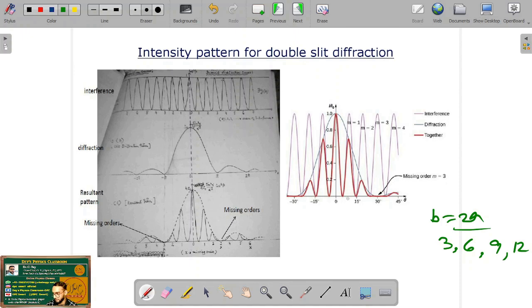Similarly, you can notice from this resultant intensity distribution that the third order of the interference maxima is missing in the resultant distribution. So this order is missing. Similarly here also the third order is missing. Similarly there will be the 6th order missing, the 9th order missing. All these are called missing orders. This came as a question in the MAKAUT 2023 semester paper.